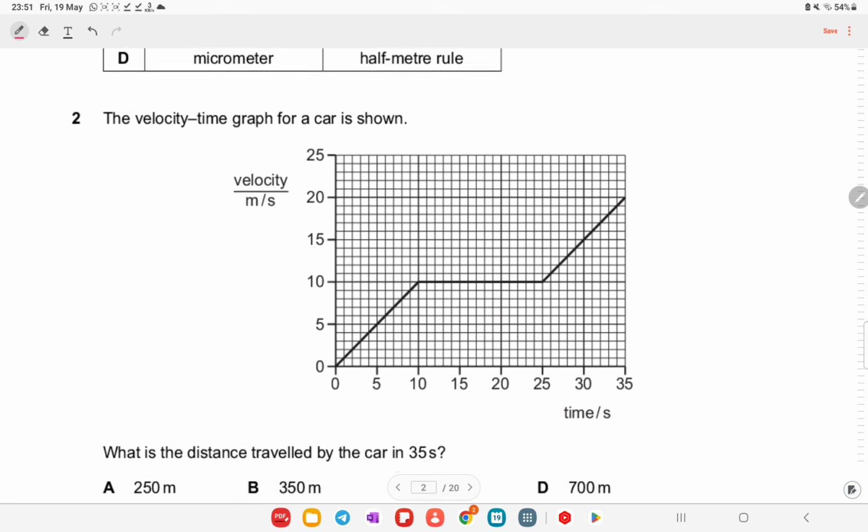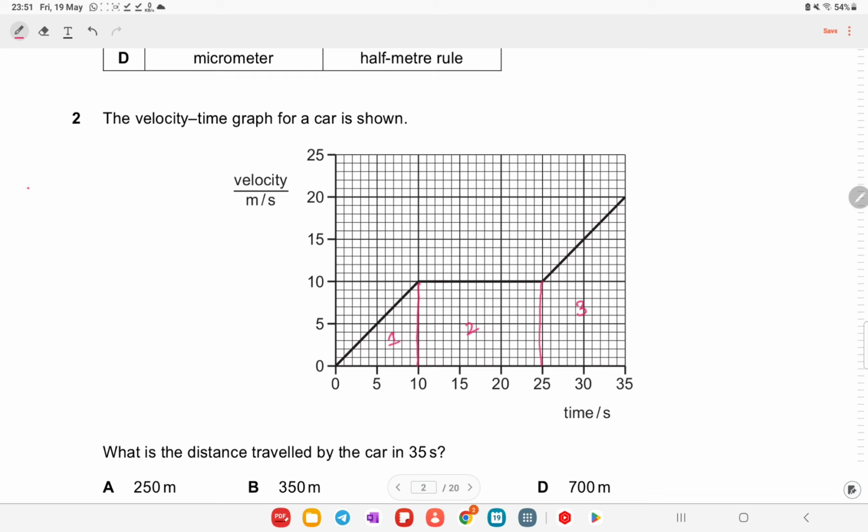Moving to the next question, the velocity time graph for a car is shown in the graph. And what is the distance traveled by the car in 35 seconds? So now the area under the curve is the distance. So we can see that we have three shapes over here. The first shape is a triangle, the second shape is a rectangle, and the third shape is a trapezium.